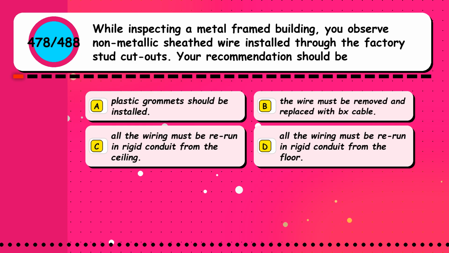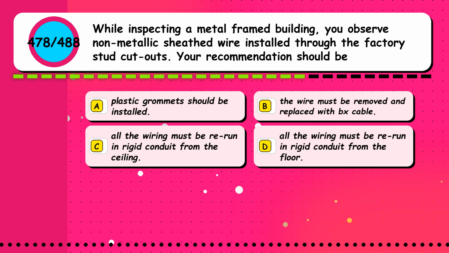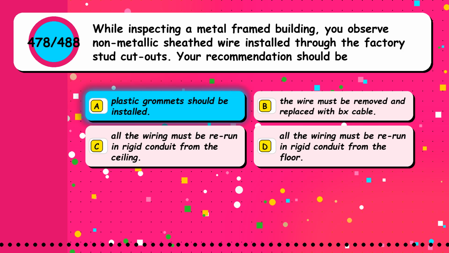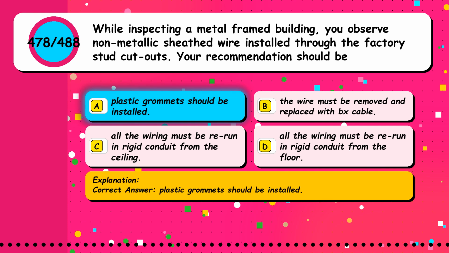Question 478. While inspecting a metal-framed building, you observe non-metallic sheathed wire installed through the factory stud cutouts. Your recommendation should be: option A, plastic grommets should be installed. Option B, the wire must be removed and replaced with BX cable. Option C, all the wiring must be rerun in rigid conduit from the ceiling. Option D, all the wiring must be rerun in rigid conduit from the floor. The correct answer is option A, plastic grommets should be installed.